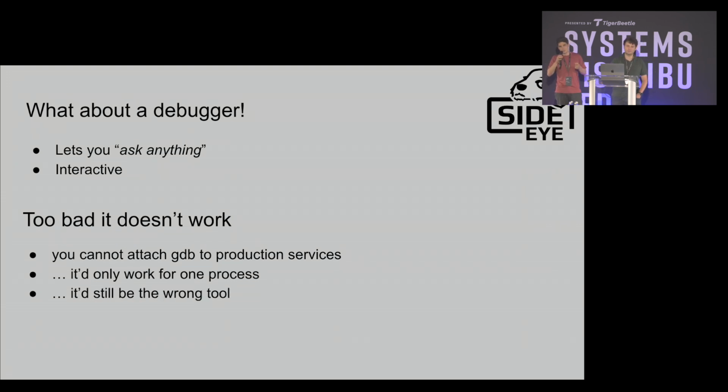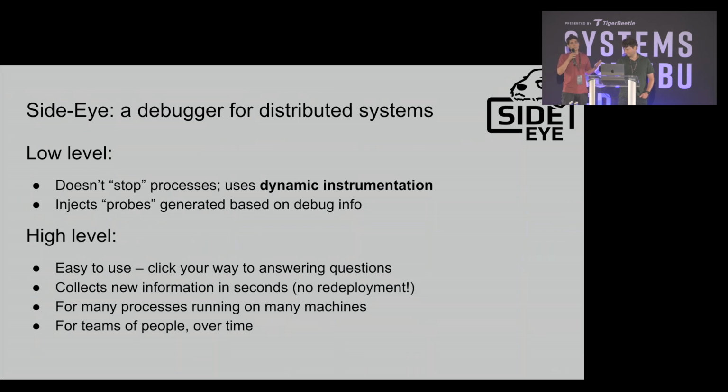And even if it did apply, it'd still not be quite the tool you want, right? Because you do not want your debugging sessions to start from a blinking cursor, right? You want to build on the work that other members of the team or you have done over time, right? Okay, so if GDB doesn't work, we've been working on a product or a debugger that does work, right?